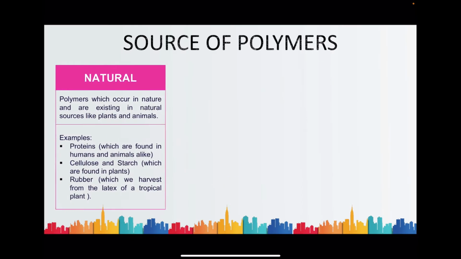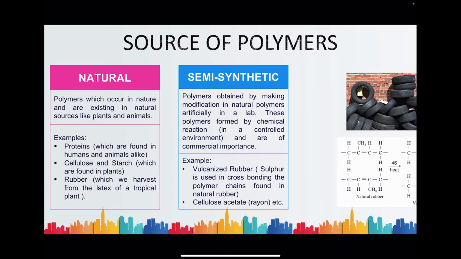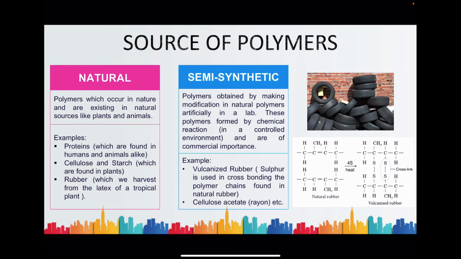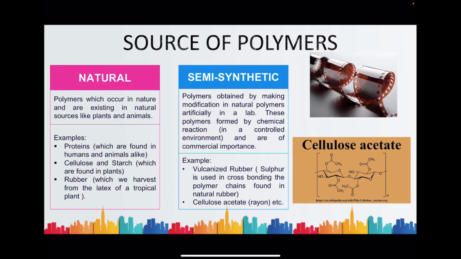The second source of polymers is the semi-synthetic. Polymers are obtained by making modifications in natural polymers artificially in a lab. These polymers are formed by chemical reaction in a controlled environment and are of commercial importance. For example, vulcanized rubber, where sulfur is used in cross-bonding the polymer chains found in natural rubber. And then the second example is cellulose acetate, the rayons.